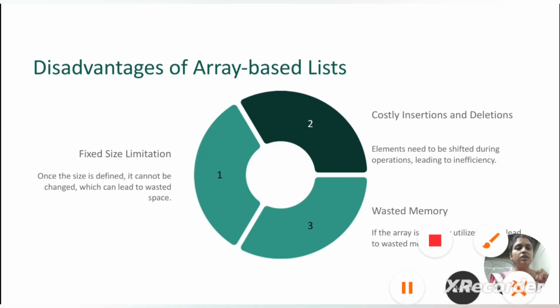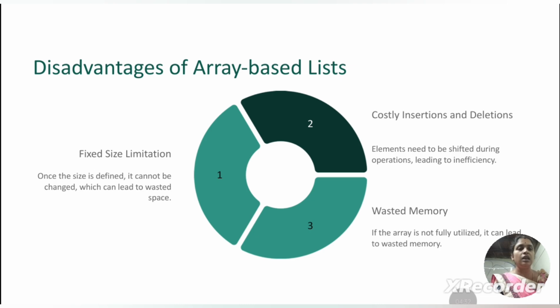Next one, disadvantages of array based list. The first main disadvantage is fixed size limitation. Since the size of the array is previously fixed, you cannot waste the space, you have to use it very efficiently. Second one is costly insertions and deletions. Elements need to be shifted during operations, leading to inefficiency.